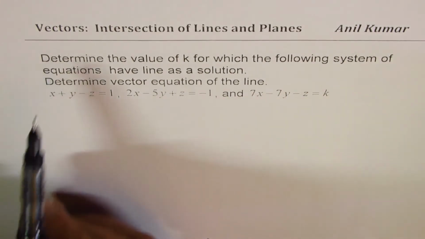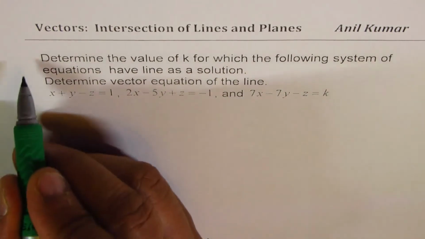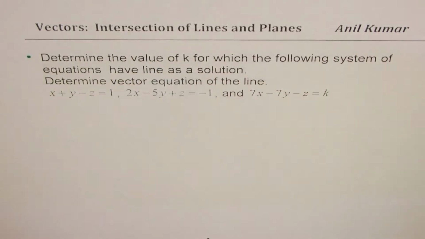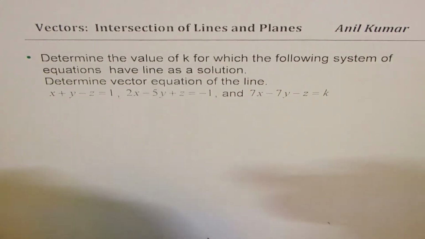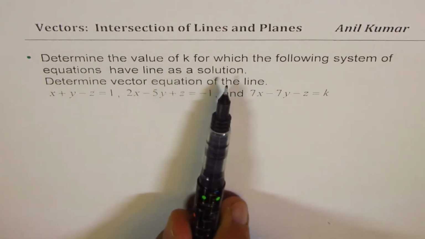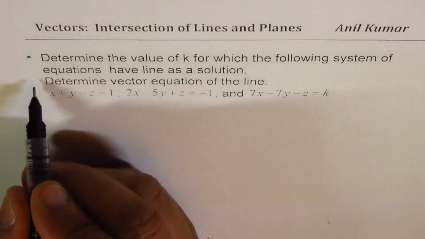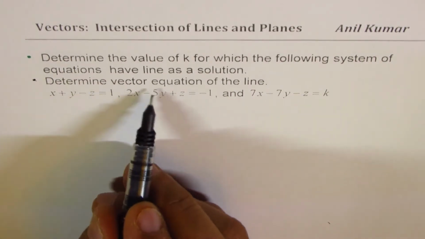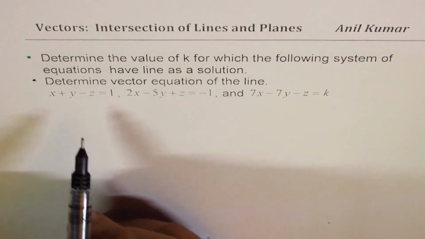The question here is, determine the value of k for which the following system of equations has a line as a solution. Then part B is, determine the vector equation of that line.